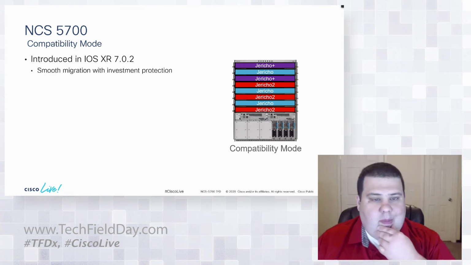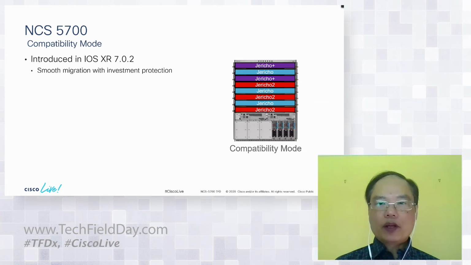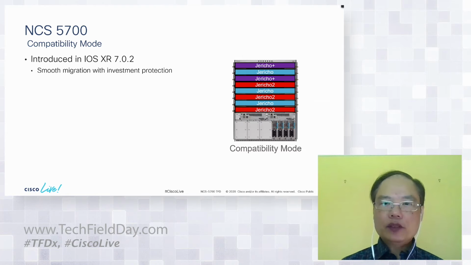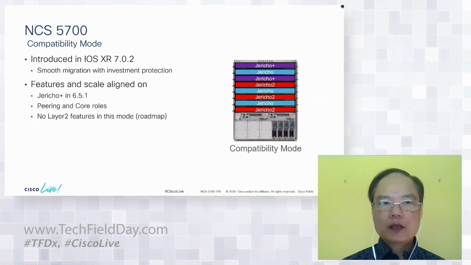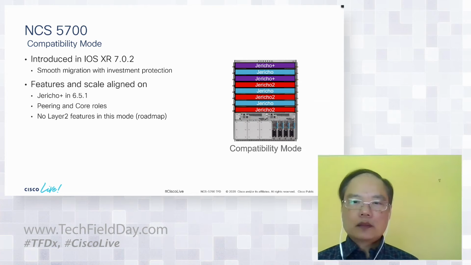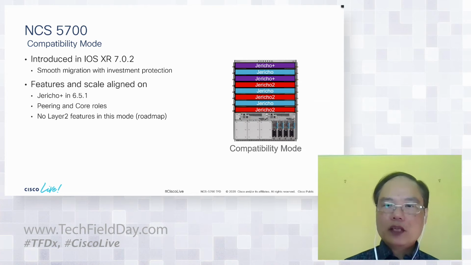Yeah, so you already asked. It is to allow smooth migration of current NCS 5500 to higher bandwidth networks based on 400 gig. So you could protect your current investment on 100 gig while having an upgrade path to 400 gig. At FCS, compatibility mode provides feature parity with Jericho Plus, IOS XR version 6.5.1 for peering and core feature set only, without layer 2 features yet, which is planned for future releases.